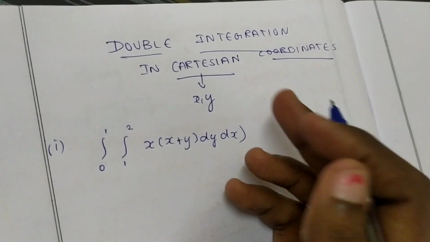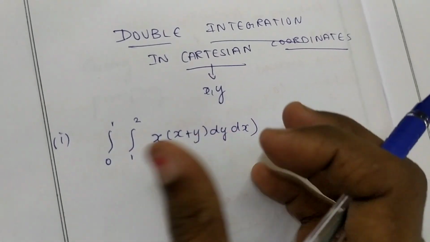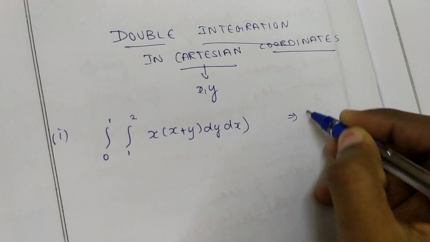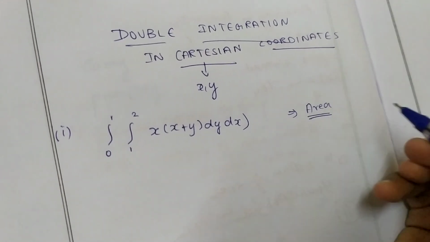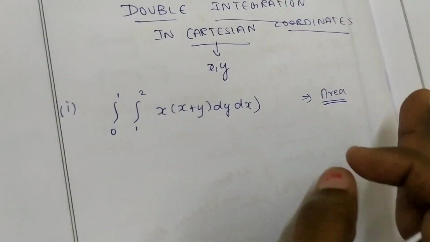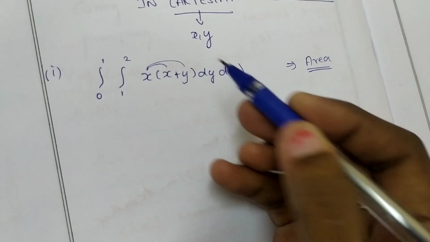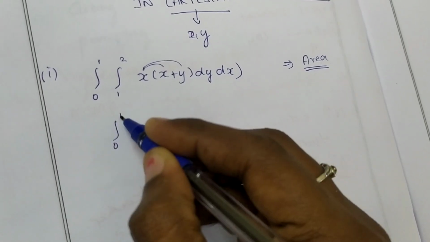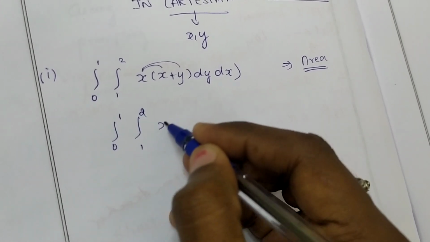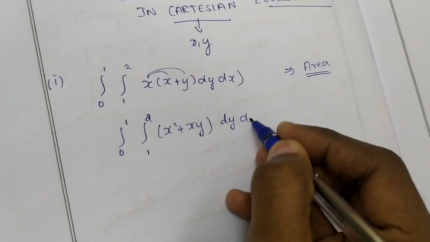Actually, in double integration, the basic thing to find the double integration is finding area. Okay, understood? So finding area is the basic thing in this. So first thing you have to do is multiply this x inside. So you will have integral over 0 to 1, integral over 1 to 2, x square plus xy into dy into dx.